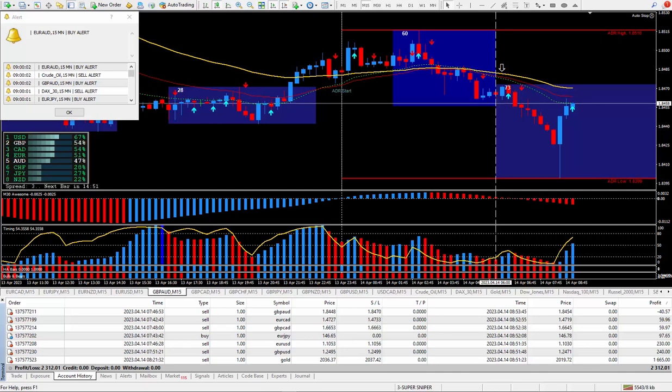Today's date is April the 14th and I'm using my new Super Sniper trading system. This system uses indicators on the top, moving averages, and on the bottom we have momentum indicators. I use this awesome oscillator here, and the indicators right here at the bottom is the driving force for the super signal indicator.